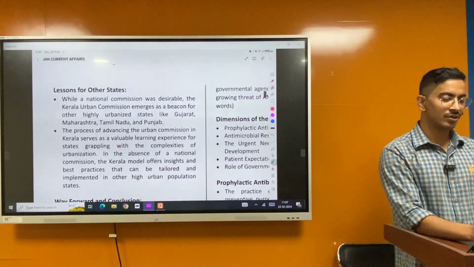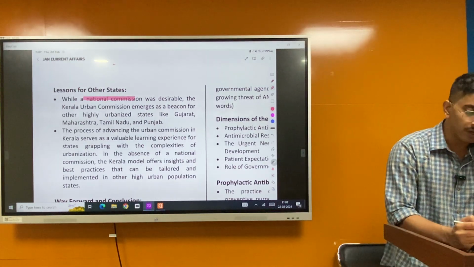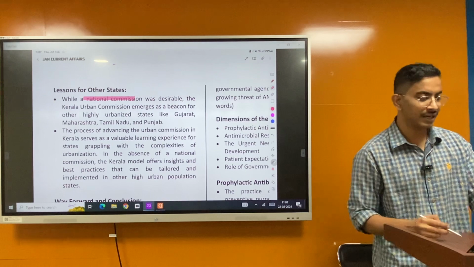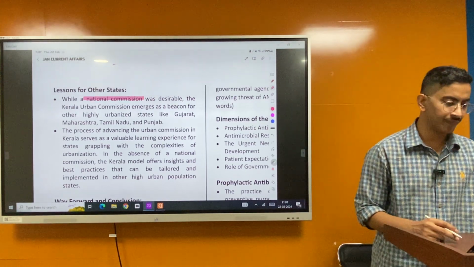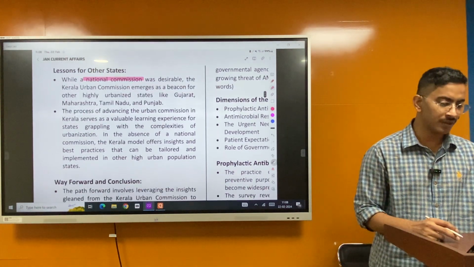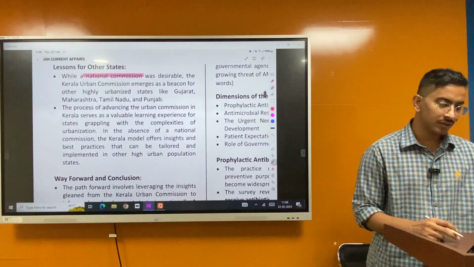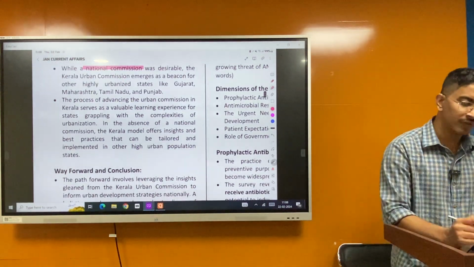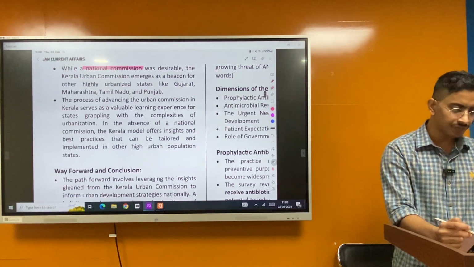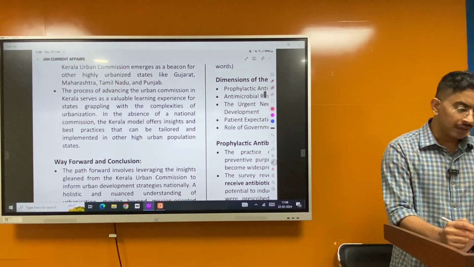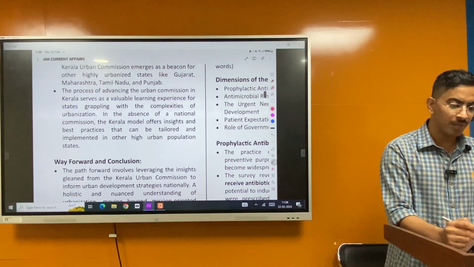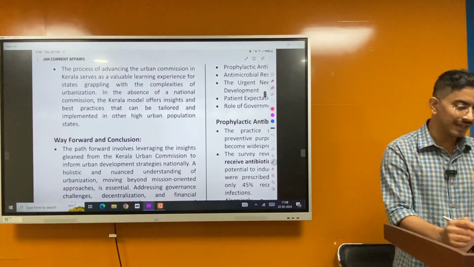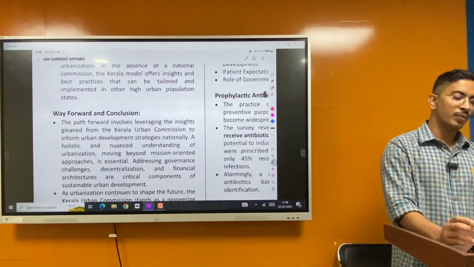While the National Commission was desirable, Kerala Urban Commission emerged as a beacon for other highly urbanized states like Gujarat, Maharashtra, Tamil Nadu, and Punjab. The process of advancing the Urban Commission in Kerala serves as a valuable learning experience for states grappling with the complexities of urbanization. In the absence of a national commission, the Kerala model offers insight and best practices that can be tailored and implemented in other high urban population states.